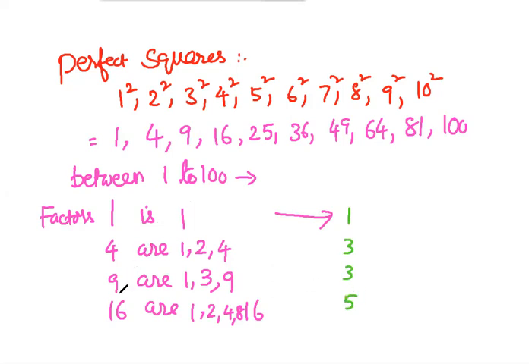So the number of factors of any perfect square is an odd number. In this way, we can conclude that any perfect square has an odd number of factors. So this is about the perfect squares. If you write the factors of 25, 1, 5, 25, it has 3 factors only. So the number of factors for perfect squares is an odd number.